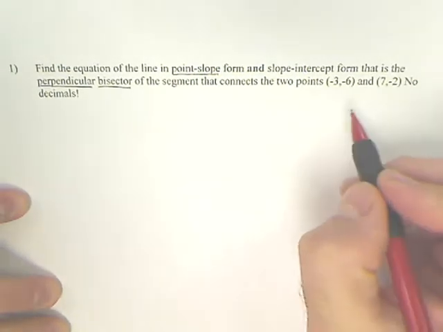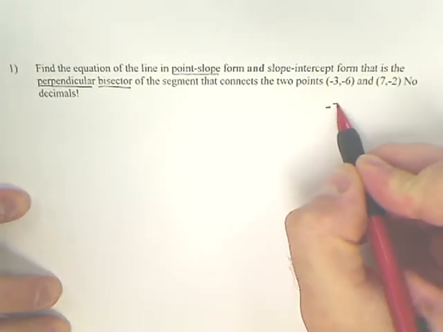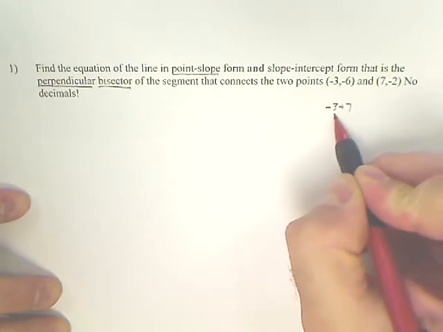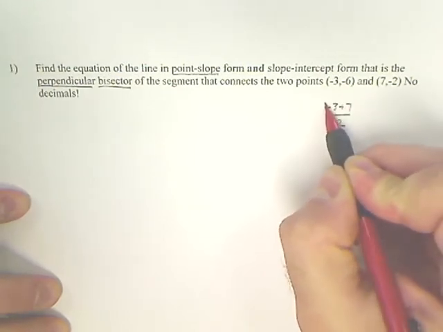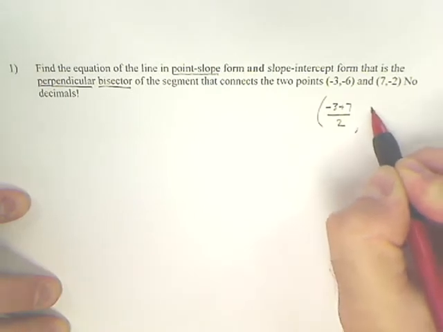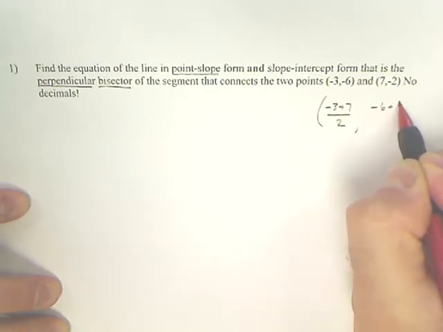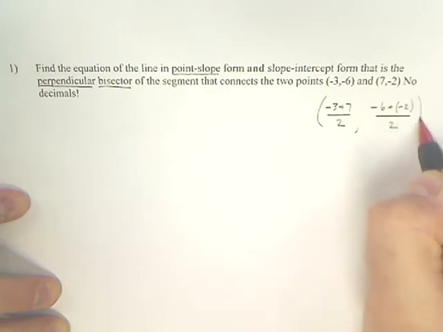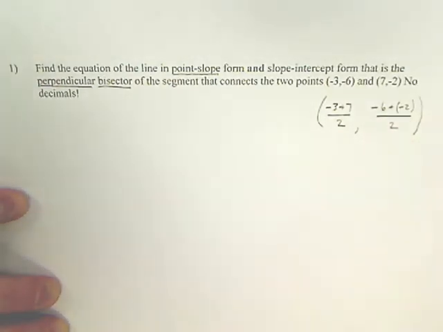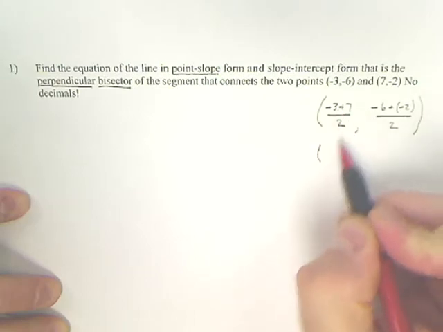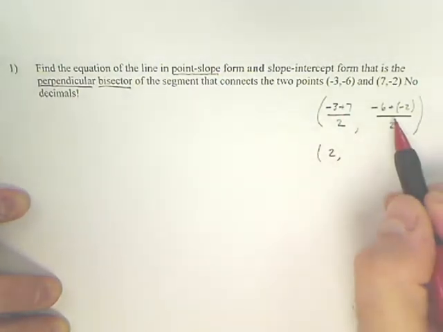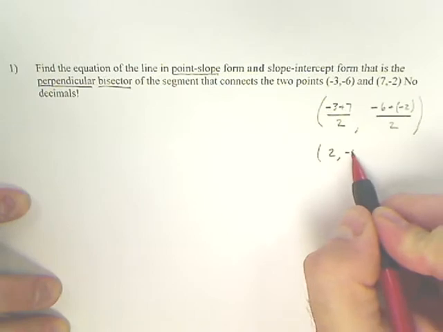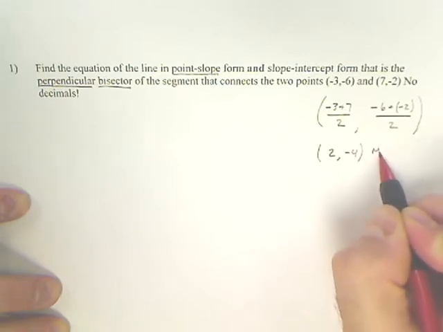To find the midpoint, we add the x's, which I'll go ahead and show, and divide by 2, and add the y's, and divide by 2, and tidy that up, and that'll get us our midpoint. The midpoint is crucial because the line segment is a bisector. So I see 2 and -4 is our midpoint.